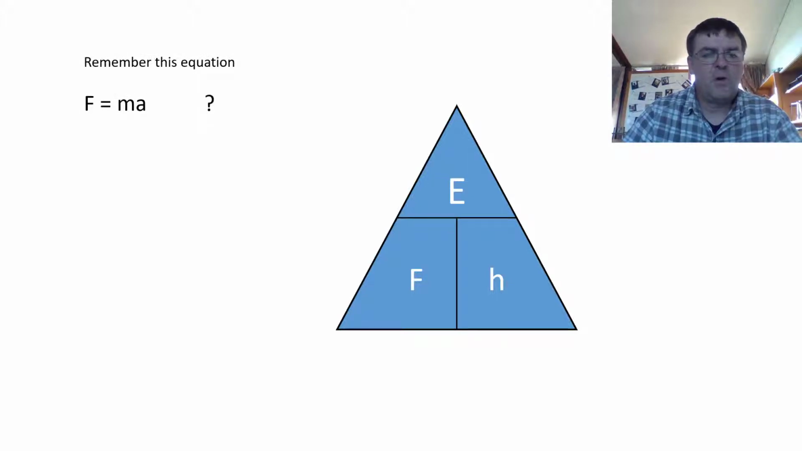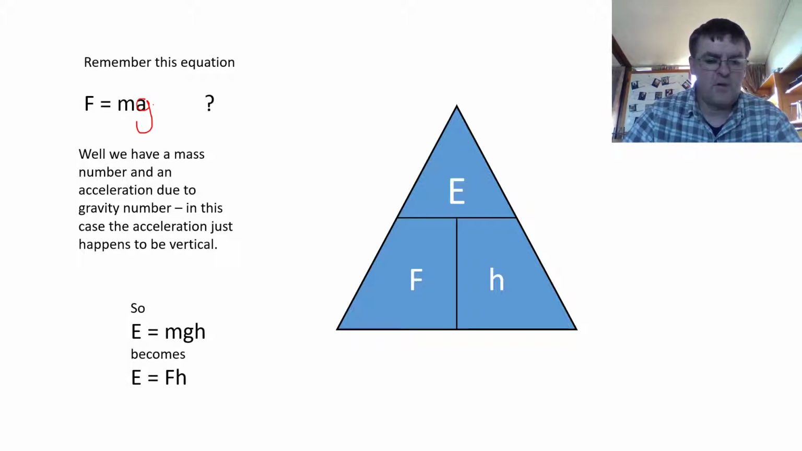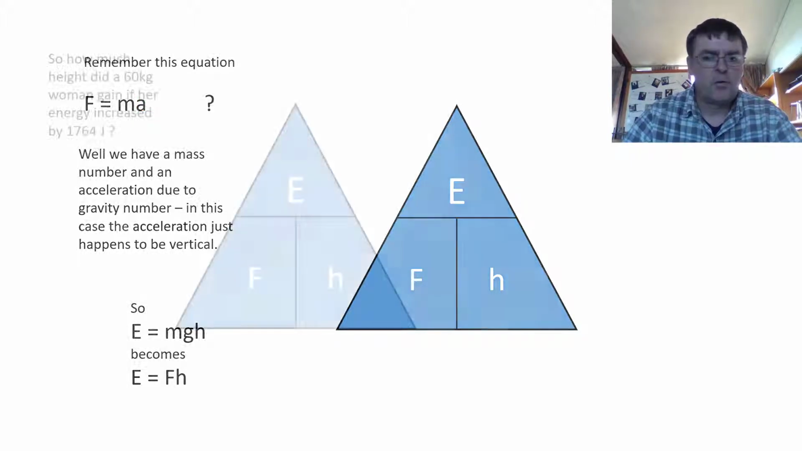Let's look at this. We met this equation earlier on. Force is mass times acceleration. Well, we've got a mass number and we've got acceleration due to gravity. So it's just vertical. So our A, we can swap out and turn it into a G. Force equals mass times the gravity constant times height. So mg is F, so E equals Fh.